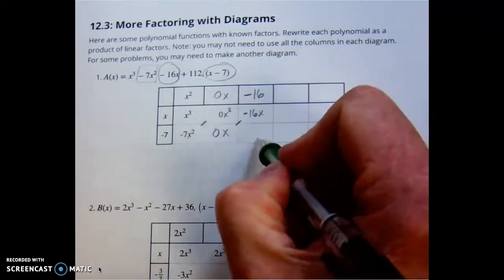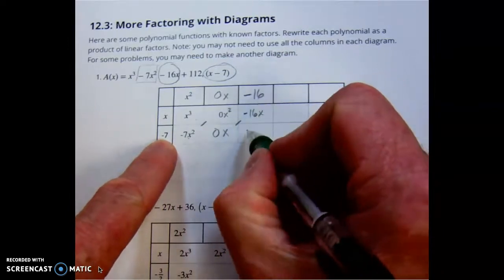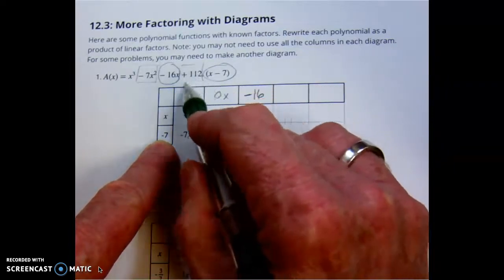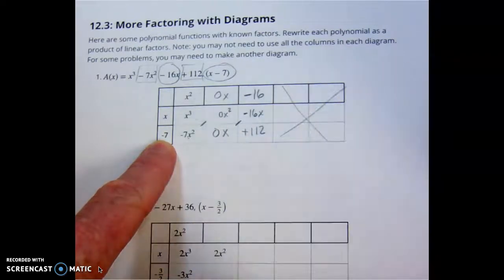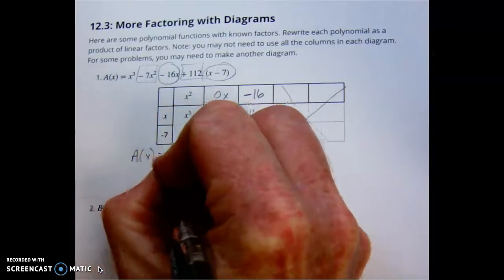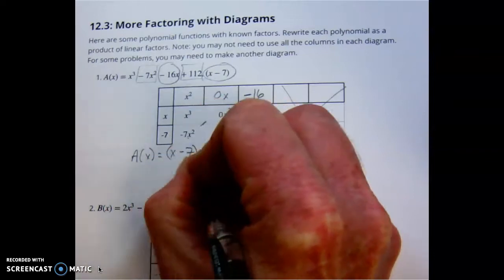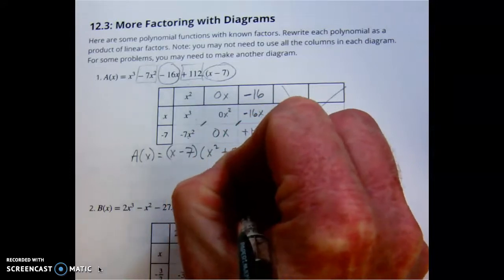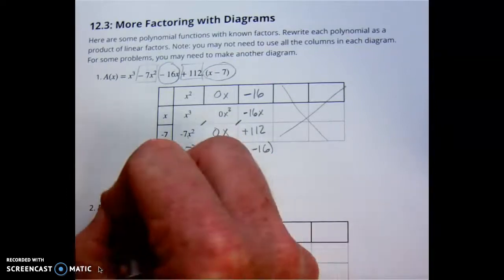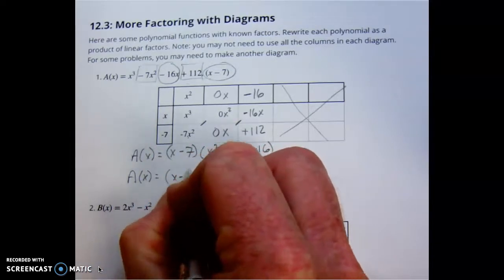Now I can find this next term because I've got my two factors of it. Negative 7 times negative 16 is positive 112, which is in fact our last term. So I don't need the rest of the box. Now I'm down to a of x equals x minus 7 times x squared plus 0x minus 16. Well, I can factor that. I could use the box method if I like, or I could just factor it. I've got my x minus 7, that's one linear factor.